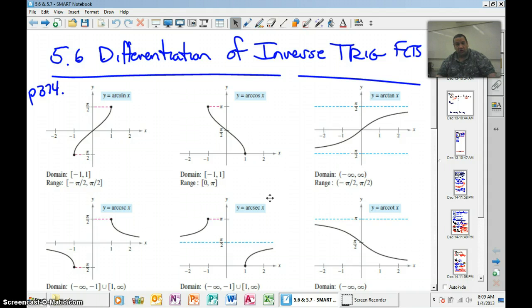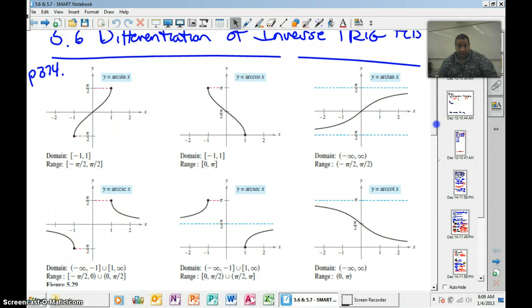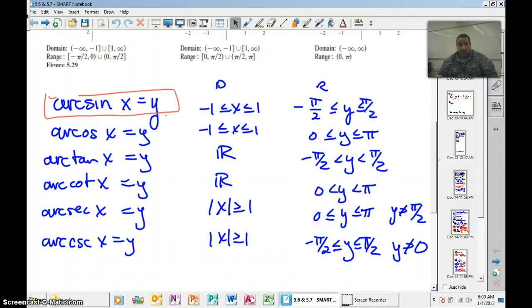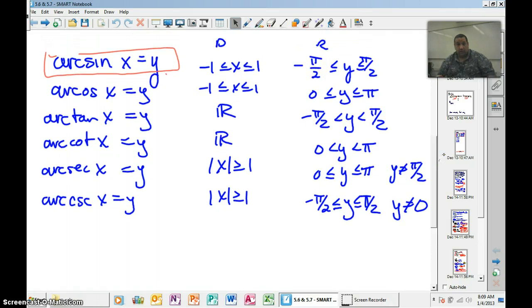5.6, differentiation of inverse trig functions. You've already gotten a sheet that has all these graphs on it, all right? And it's also on page 374 of your book. Just to talk a little bit about the domain and range, okay? I'll leave this up here for the domain and range.